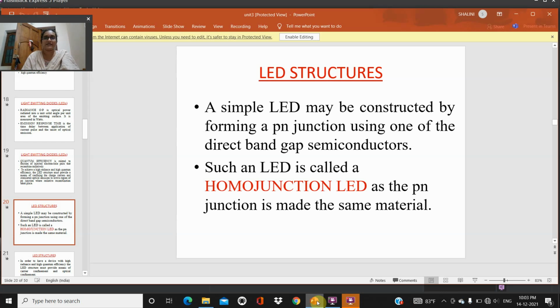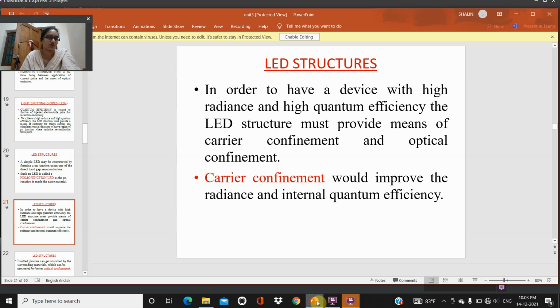Okay, friends, LED structures. A simple LED may be constructed by forming a PN junction using one of the direct band gap semiconductor materials. Such an LED is known as a homojunction LED, as the PN junction is made with the same type of material. Next, what are heterogeneous materials? If the PN junction is made up of more than one material, then it is termed a heterogeneous structure.